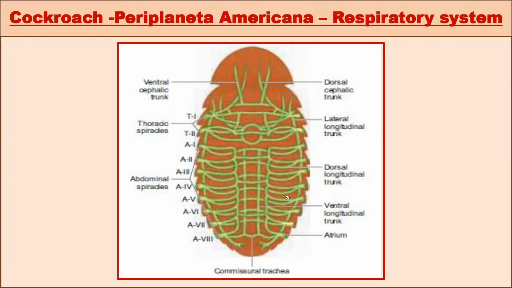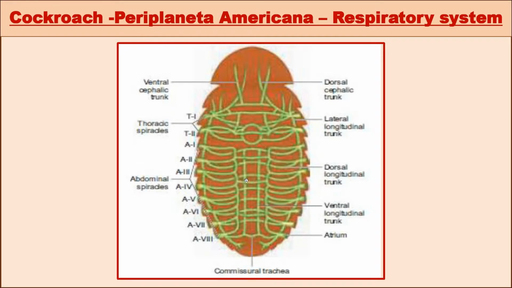Cockroach respiratory system. The respiratory system of the cockroach is very well developed when compared to other insects. It has branched tubes called trachea, and this trachea opens to the exterior by small openings called spiracles, which are otherwise called stigmata. These spiracles are present on the lateral side of the body.